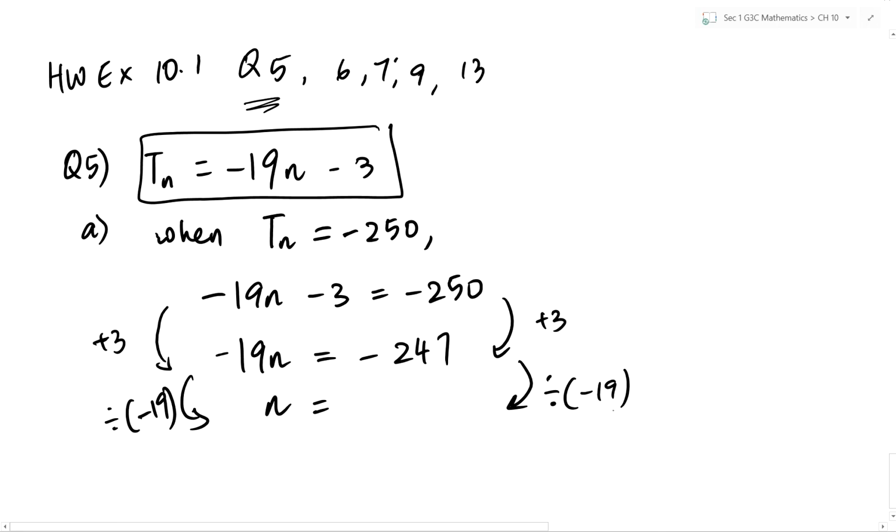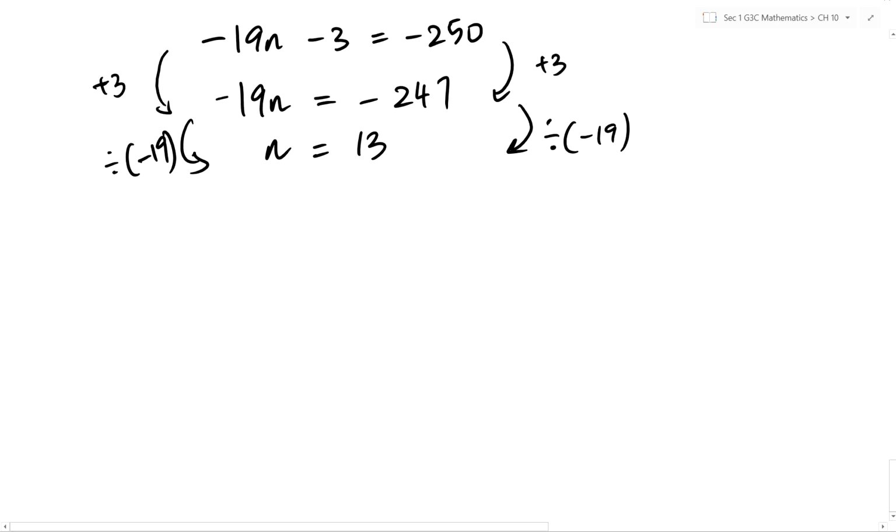Okay, and where's my calculator? Negative 247 divided by negative 19, 13. So n is equal to 13. In other words, the term number 13 has a value of negative 250. Okay, so we say answer T13. Term number 13 has the value of negative 250. This is the presentation.